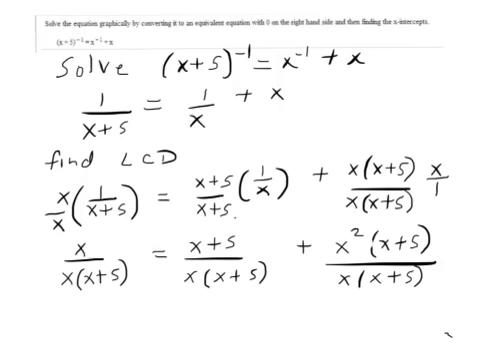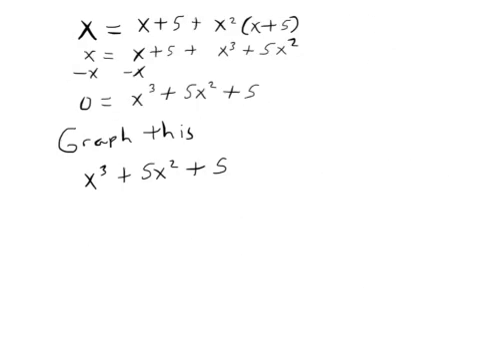So multiplying through on the top, I end up with x = (x + 5) + x^2(x + 5) on all of my numerators, and then my denominators here are x(x + 5) on all three of them. The next thing that I do is, since my denominators are all the same, I can ignore my denominators and I'm working with just the top. So my numerator here is x = (x + 5) + x^2(x + 5).